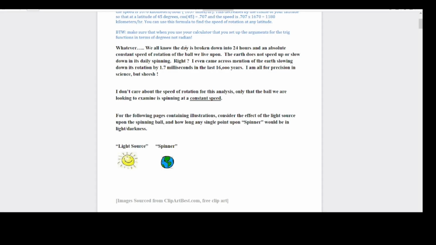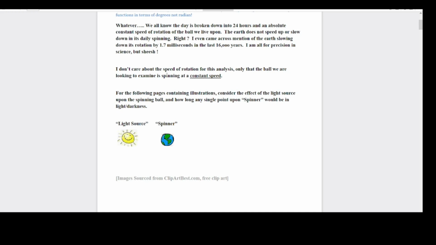So let's go into how Bruce has analysed the questions that are being asked here about what difference it would make where the Earth is in relation to the Sun. So Bruce says, whatever. We all know the day is broken down into 24 hours and an absolute constant speed of rotation of the ball we live on. The Earth does not speed up or slow down in its daily spinning, right? I even came across mention of the Earth slowing down its rotation by 1.7 milliseconds in the last 16,000 years. I'm all for precision in science, but sheesh.